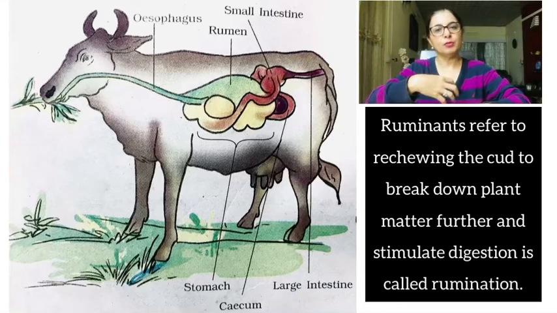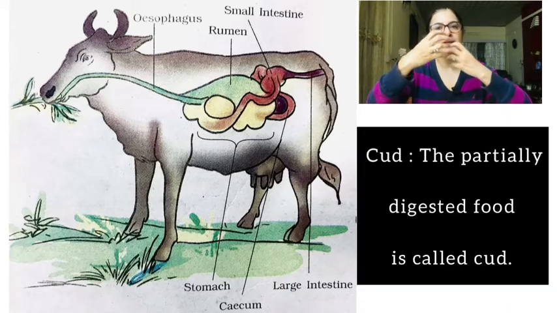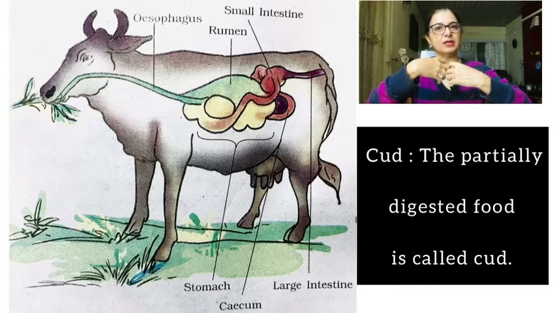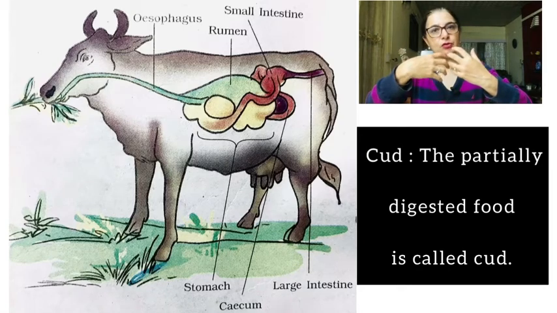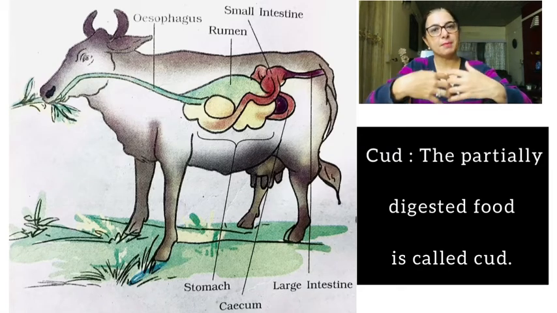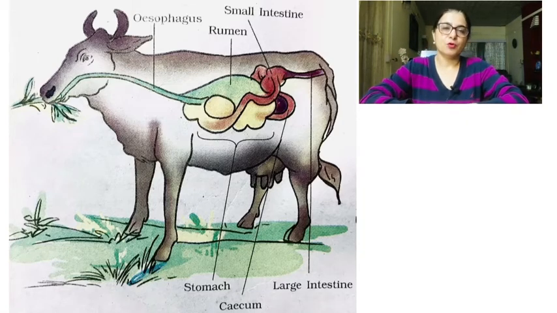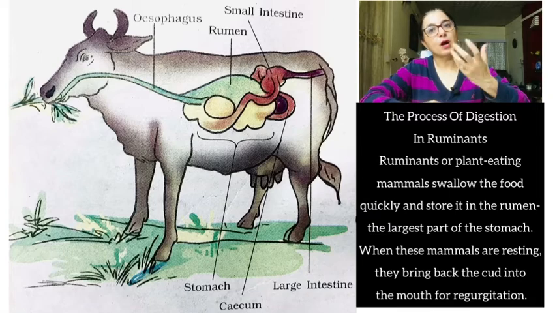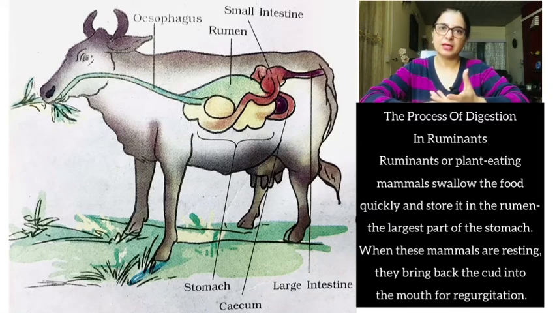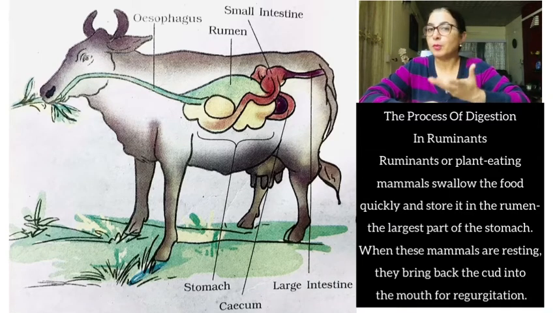And now this cud which is stored in the rumen slowly comes back into their mouth, and they keep on chewing that food till it is chewed properly, and then it goes back into the digestive system. It goes into the esophagus, it goes into the stomach, the small intestine and so on. Now after this process, you will ask that they eat grass and it gets digested, but when we eat grass, it does not get digested.